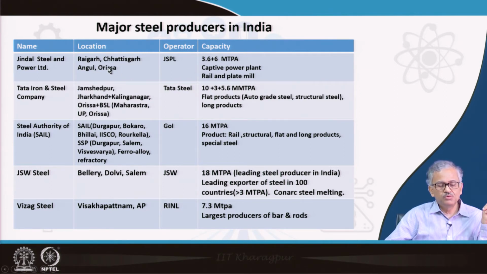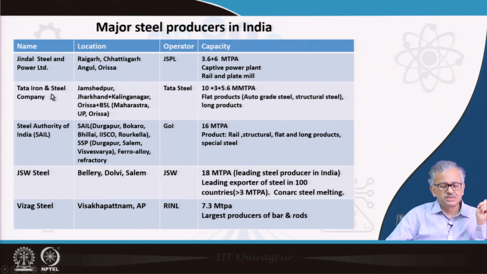And Angul, Odisha is very important, because they have recently installed a coal based Midrex process to produce 1.8 million tons of DRI. Midrex is usually gas based, but they have retrofitted coal based syngas into their Midrex unit. Okay, so this is there, and besides, Raigarh, Chhattisgarh also has a rotary kiln based, coal based DRI plant, and that is also around 2 million tons capacity.